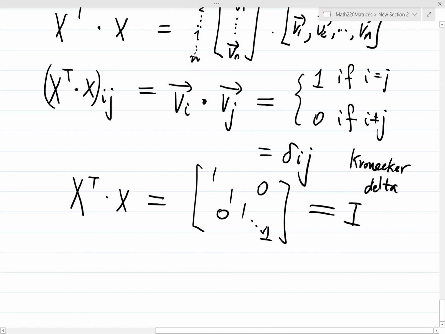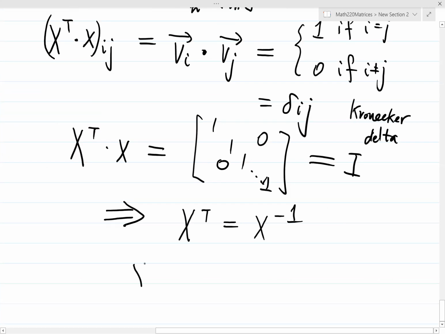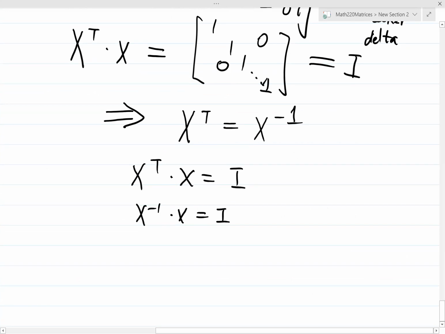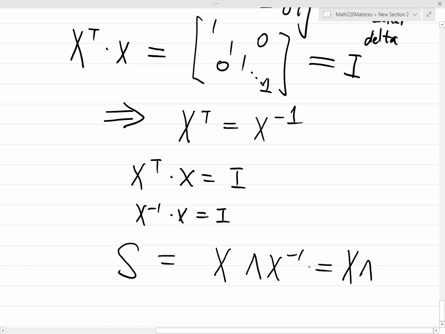So this tells us X transpose is actually equal to X inverse. Because X transpose times X is I, and X inverse times X is also I, X transpose corresponds to X inverse. If we diagonalize a symmetric matrix, then we have S equals X gamma X inverse, which is X gamma X transpose.